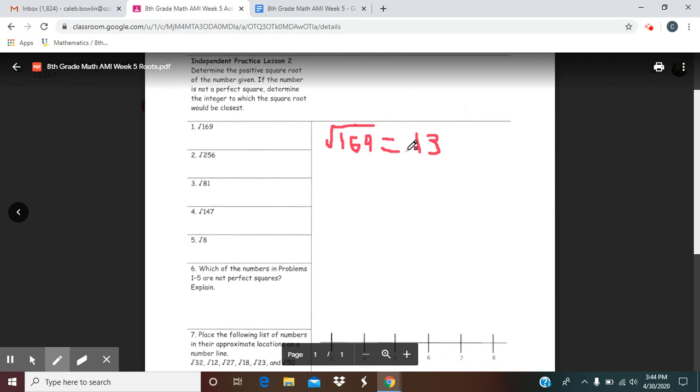So from there, since I have that the answer is 13, I'm going to go ahead and put that over here. So I'm going to leave you guys to do questions 2 and 3 on your own, because those are also perfect squares. But now let's take a look at how you're going to do number 4. Number 4 asks for the square root of 147.